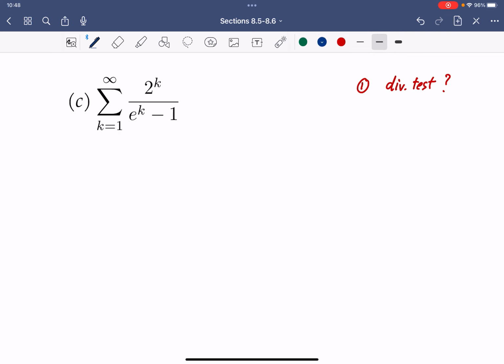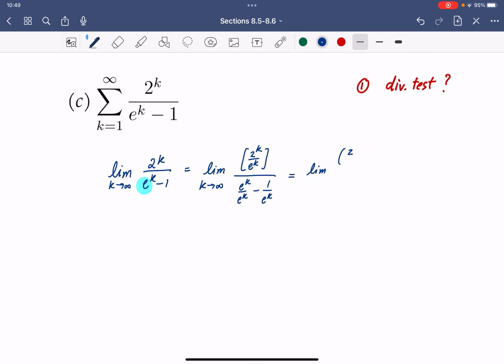Can we? If this is a subscript k, you can compute the limit of 2 to the k over e to the k minus 1. How do you compute the limit here? You can divide everything by e to the k, because e is bigger than 2. e is 2.71, right? So we change the top part to 2 to the k over e to the k, and the bottom is e to the k over e to the k minus 1 over e to the k.